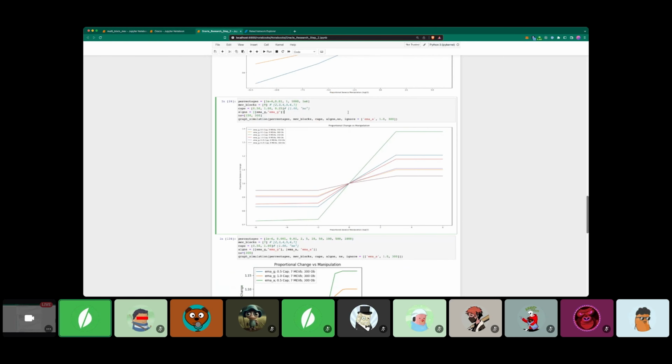Yeah, I'm curious for people's thoughts here and what data people would want to see in order to get closer to some sort of conclusion here.